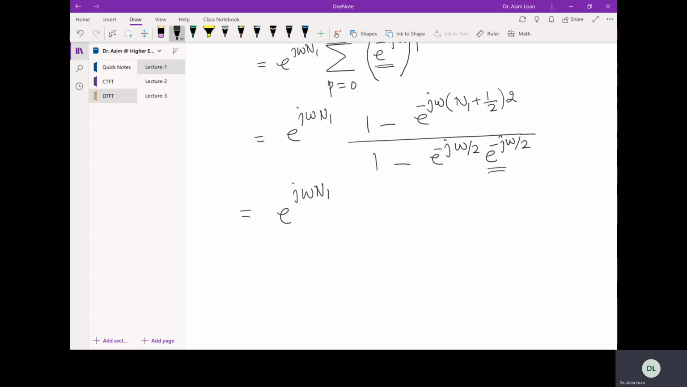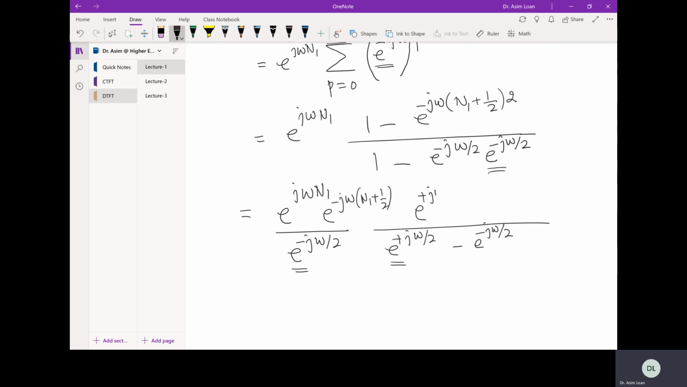Which is e minus j omega by 2. So e minus j omega by 2. Obviously, this is e plus j omega by 2. This is minus e minus j omega by 2, because e plus j into e minus j is 1. And do the same trick here. Bring half the angle outside. So bring e minus j omega (n1 plus half) outside. So inside you'll be left with e plus j omega (n1 plus half) minus e minus j omega (n1 plus half).